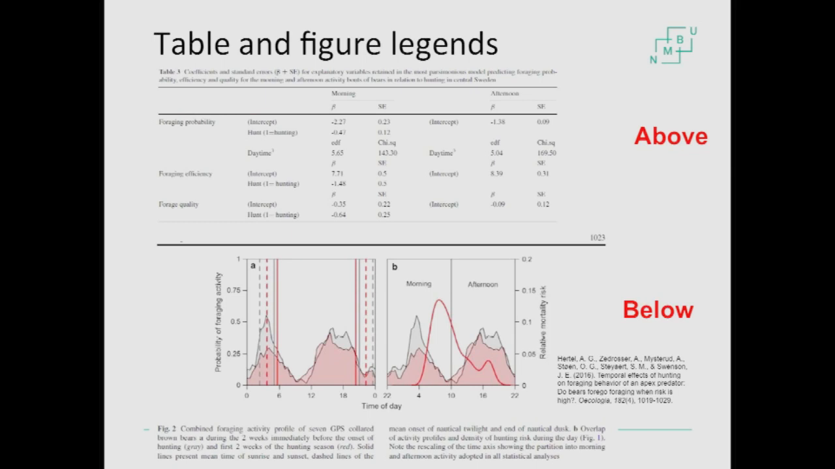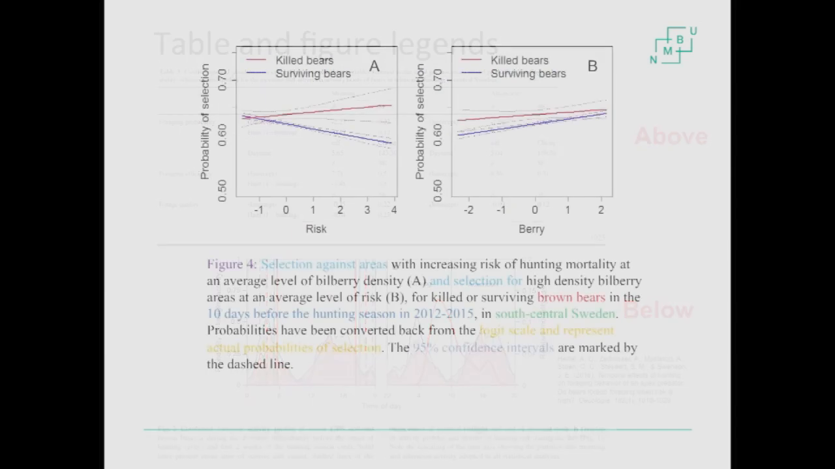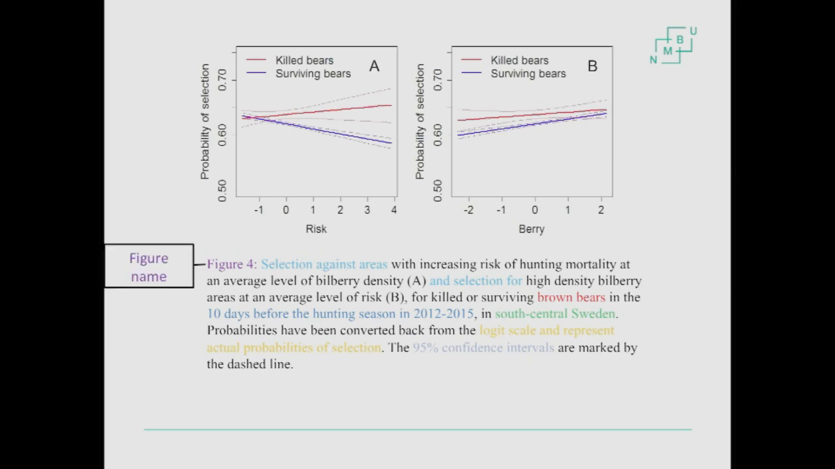Especially in research articles, readers tend to just browse through an article by looking only at the tables and figures and reading the labels. The table or figure label may therefore end up as a small paragraph with information. This example originates from a master thesis previously discussed in this course. The figures show brown bear selection for high-density bilberry areas and against areas with high risk of hunting mortality. What the figure illustrates should be clearly explained in the figure label.